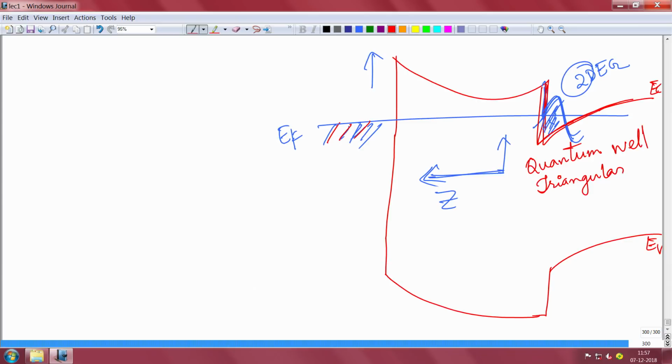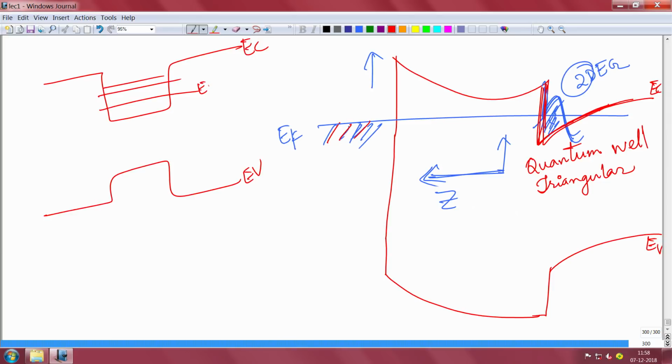Remember, I told you, you can have this kind of square quantum wells. This is EC, this is EV, right? You can have subband levels like E1, E2, which you studied in high school about a particle in a box. It can be physically realized in a heterostructure. This is like a square quantum well that can also be formed from different kinds of heterostructure.